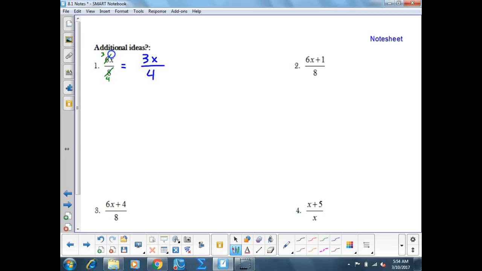On number 2, yes, 6 can be divided by 2 and 8 can be divided by 2. But that entire top has an addition sign in it, so I have to factor something out of there, and nothing factors out of 6x plus 1. So this is just my answer right there.